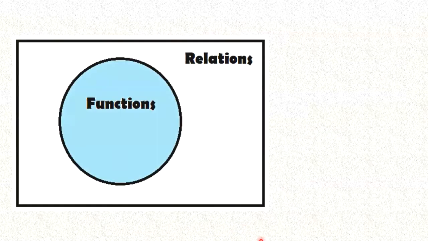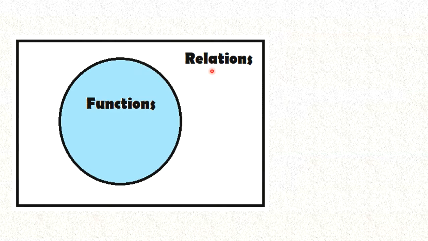Before we continue our discussion about functions, let's discuss this Venn diagram. You see functions and relations here. Yung relation, ito yung rectangle. Yung functions, ito naman yung circle. From this Venn diagram, we say all functions are relations, because itong set of functions is properly contained inside the set of relations.